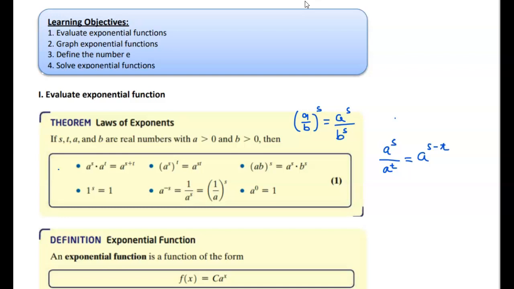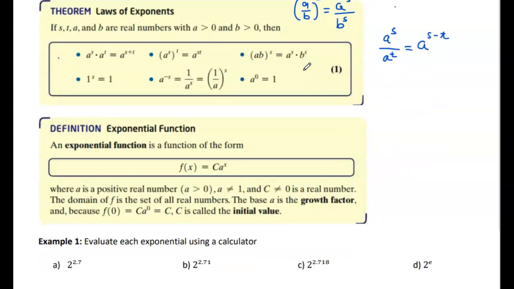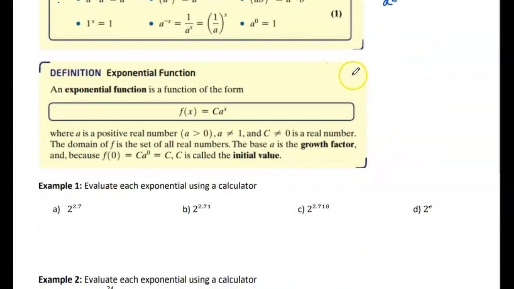1 raised to any power is 1, a number raised to the 0 power is 1, and negative exponents mean reciprocals. So if you have anything to a negative exponent, then you write the reciprocal with that number to the positive exponent in the denominator. That's it. So let's look at the definition.